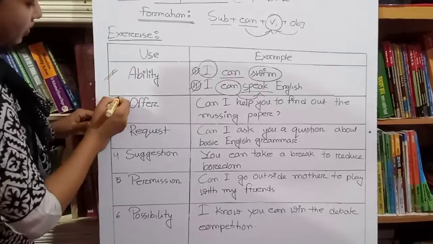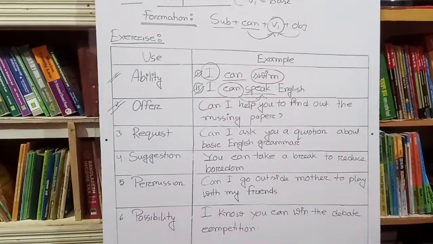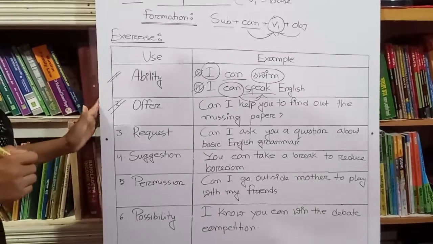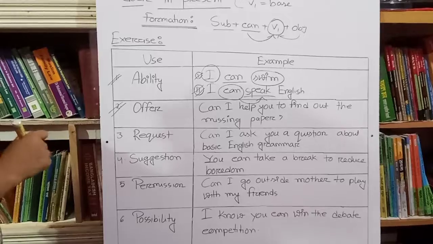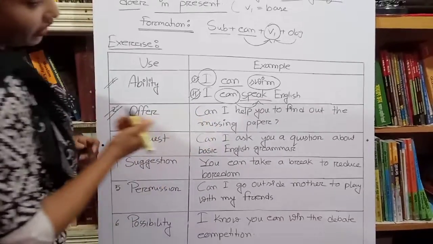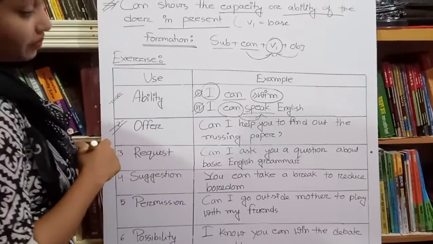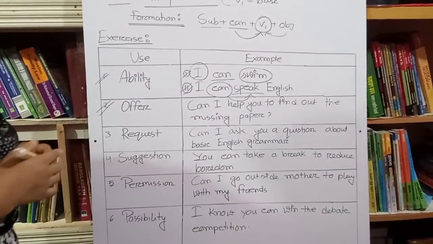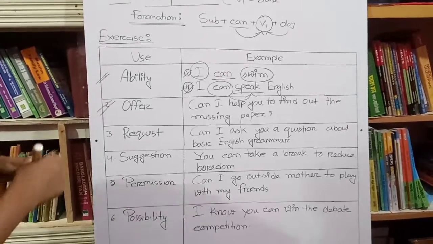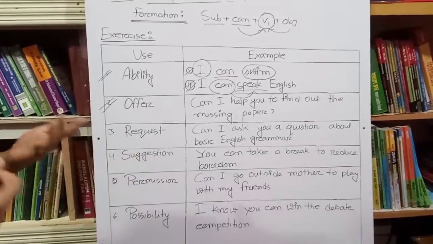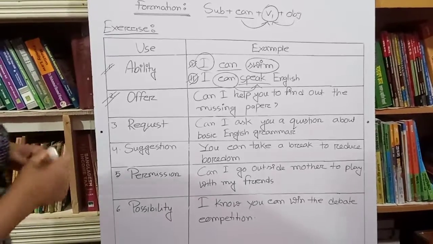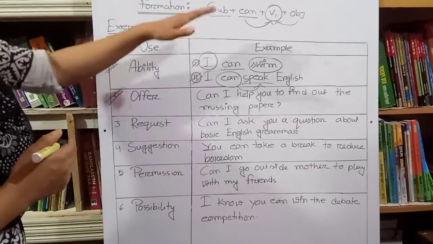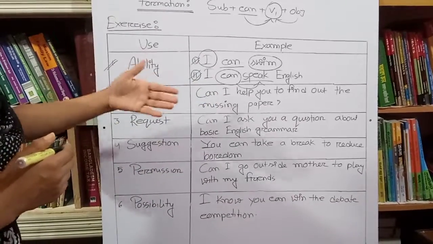So next comes offer. If you want to offer anything to anyone, in that case you can use this word can. And the example: Can I help you to find out the missing paper? That means you are offering to help her or him. It was a nice offer. In that case, he may say yes or no. So when you want to offer, of course, you can use this word can.